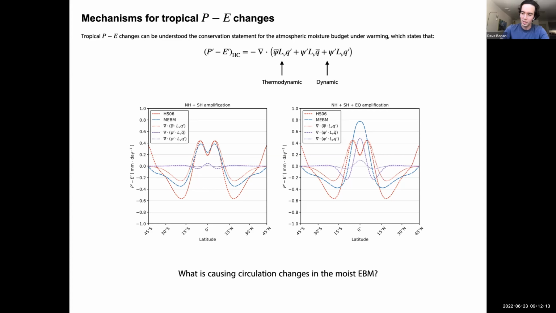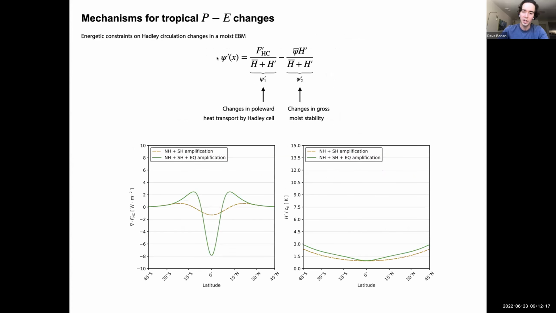So we can start to ask, what's causing these circulation changes? We can also rewrite the change in circulation in the energy balance model as a function of two different terms: changes in the poleward energy transport by the Hadley cell, which is that Gaussian weighting function, or changes in gross moist stability in the energy balance model times this fixed circulation.